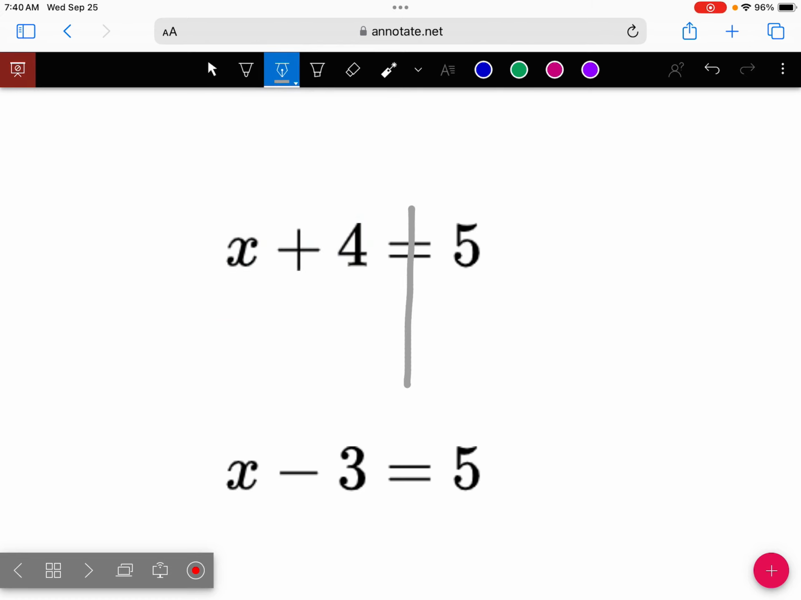So I'm going to actually draw a little wall right here. Solving is when we cross that equal sign. So if I'm going to subtract 4 from this side, I subtract 4 from this side. Make sure it's when we're crossing the equal sign that we're doing that. Because my solution here should be what? X equals 5 minus 4, which is 1.